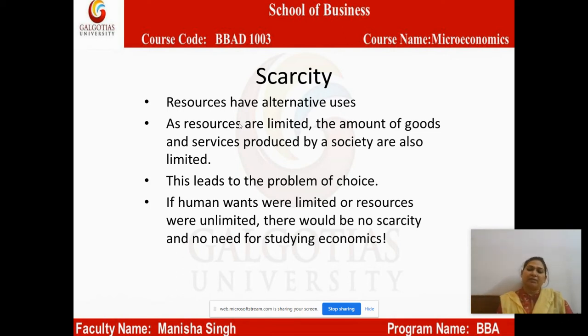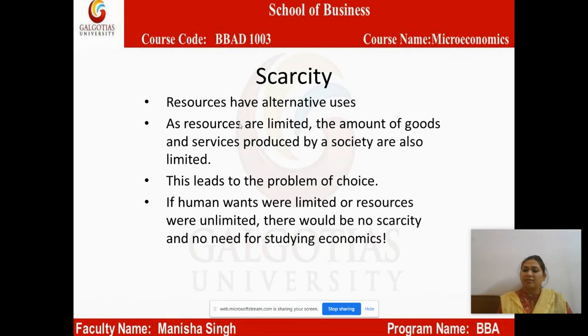And since the goods and services that can be produced by any society are limited, there comes the problem of choice. If we could make everything for everyone all the time, we would do that. We would not have to choose. But the problem of choice comes precisely because, in comparison to wants, which are unlimited, resources are always limited. So then, whose wants should be fulfilled?